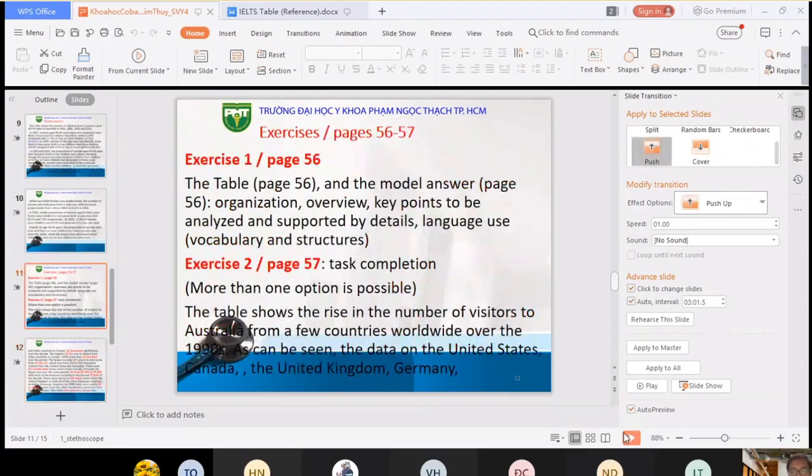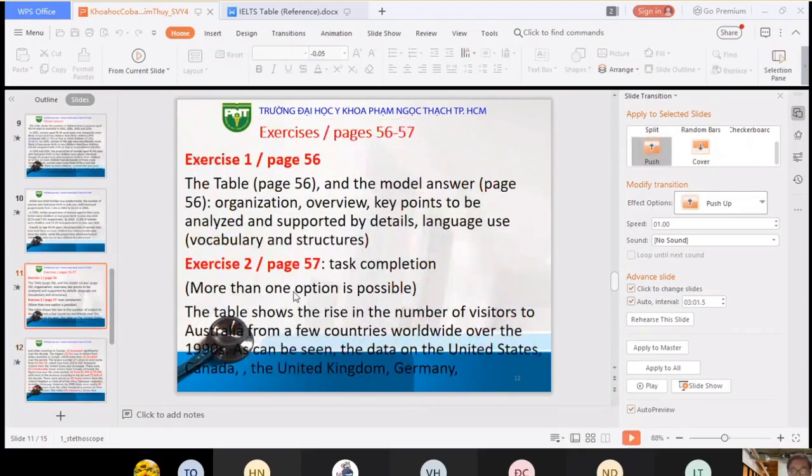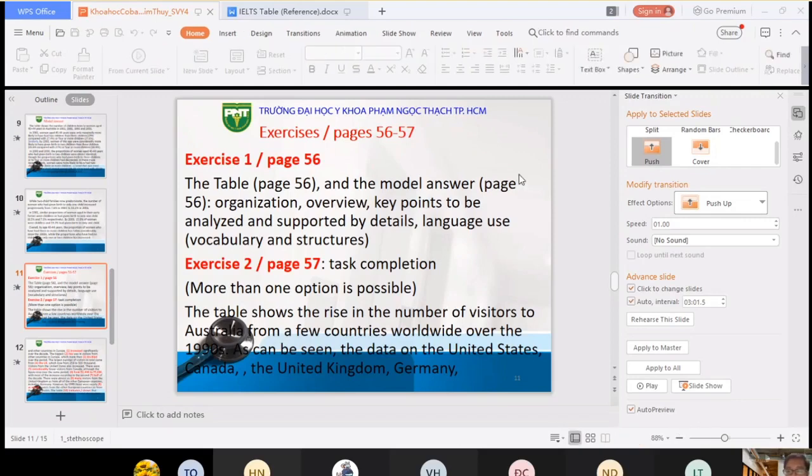Here, can you have a look at some exercises in your textbook? We can find exercise number 1 on page 56, and exercise number 2 on page 57. Do you have a textbook with you? Please open your textbook to the right pages. Let's take a quick look at the textbook.